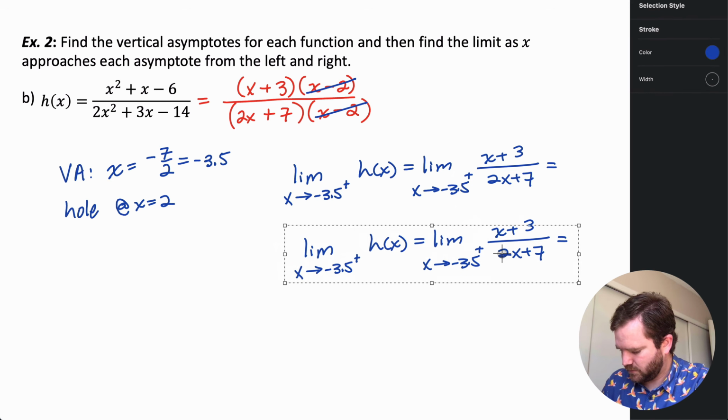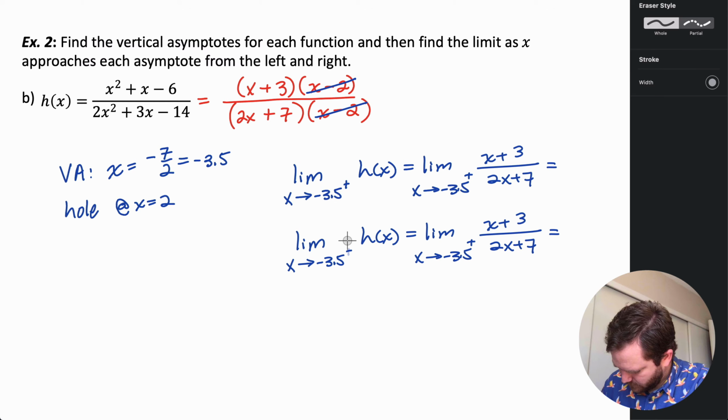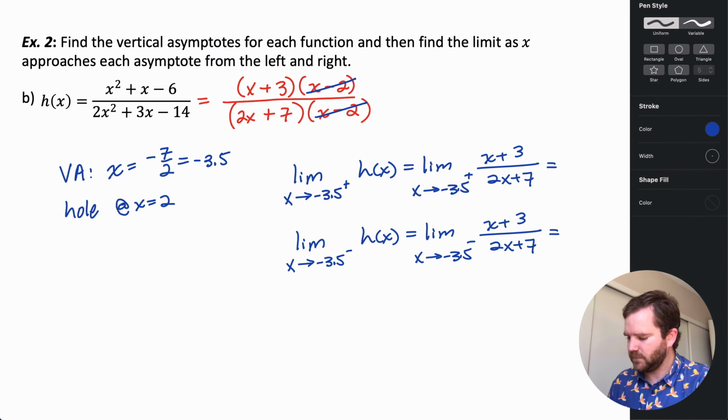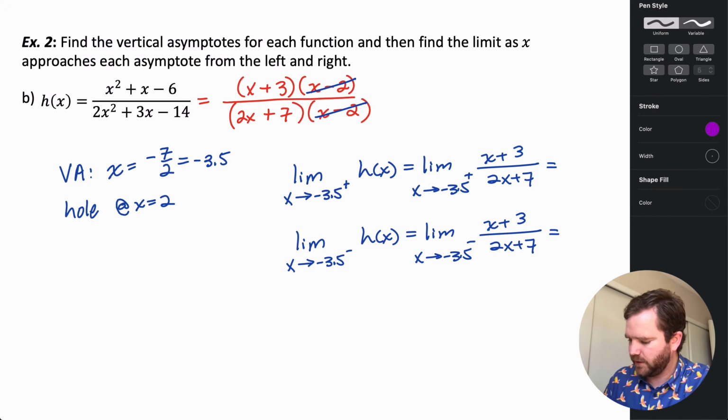So there we go. And I'll just make it from the left, like this. Perfect. And then we'll evaluate these limits. So if I'm looking at negative 3.5, sorry, so negative 3.5 here in the middle.